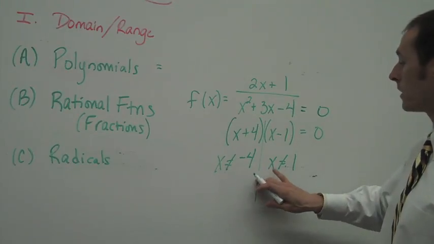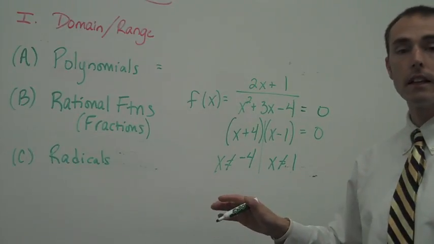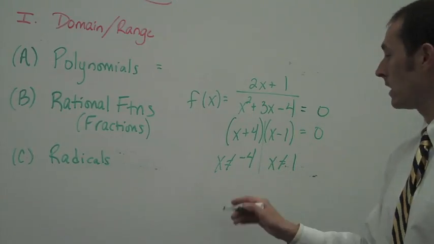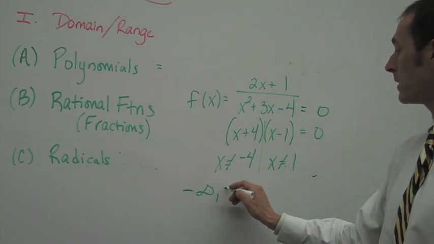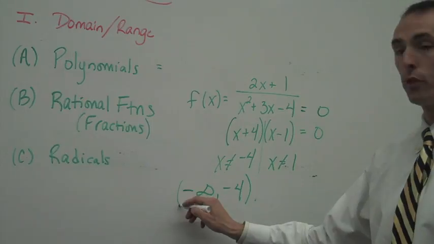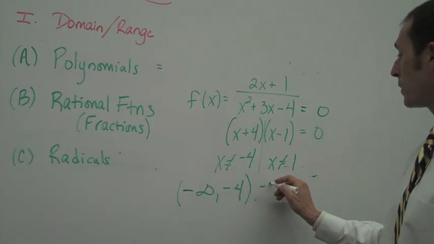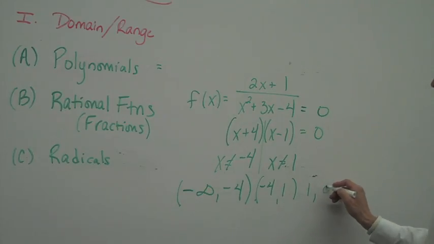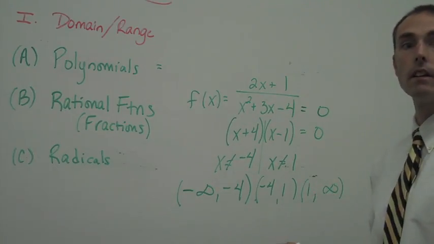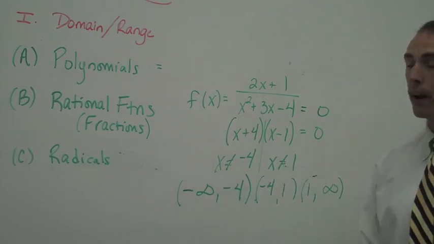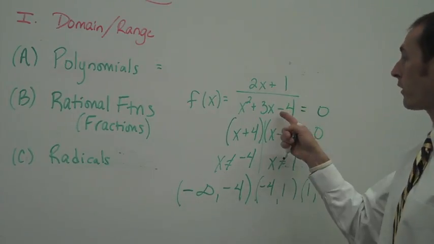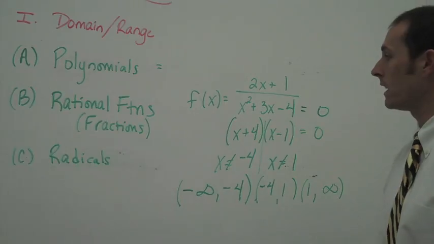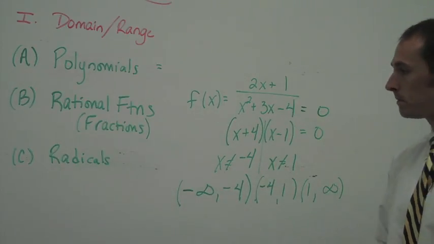So what we have to do now is express that in intervals. Where are the intervals of numbers that we can have? So negative infinity up until negative 4, but not including negative 4. Anything between negative 4 and 1 would be okay. And then from 1 to infinity. And there's your domain for that rational function. So anytime you're dealing with a fraction, you're going to want to think to yourself, where is that denominator equal to 0? Now let's do the last case.